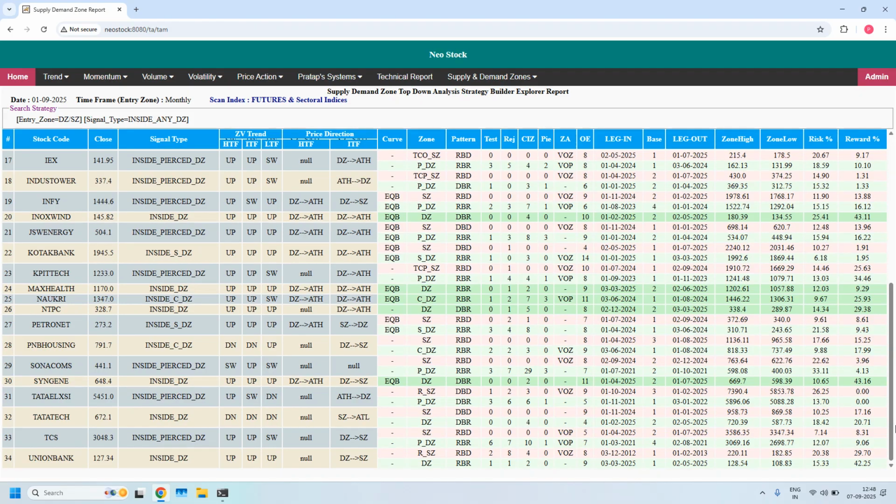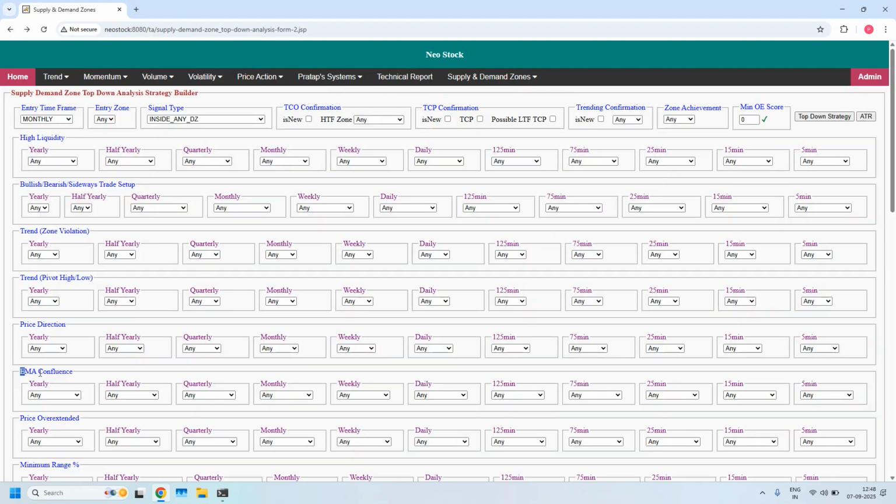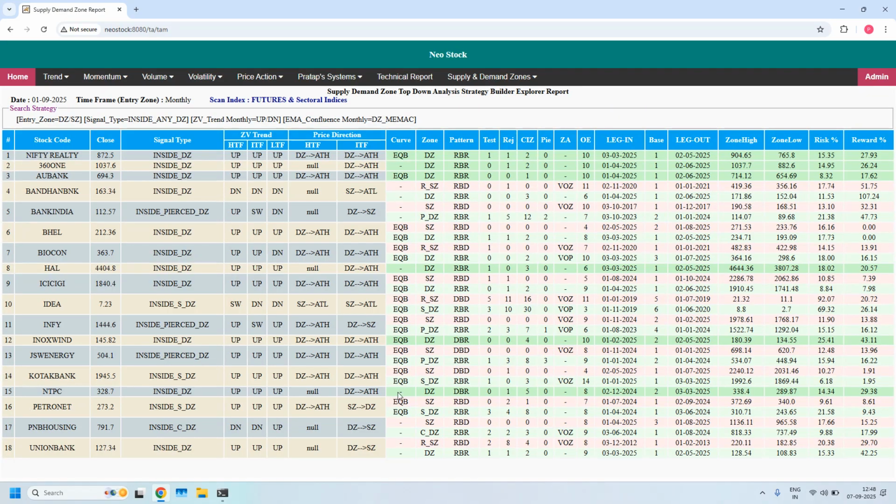Let us further filter based on monthly demand zone having monthly EMA confluence. And trend on the monthly should not be sideways. We got 18 stocks.